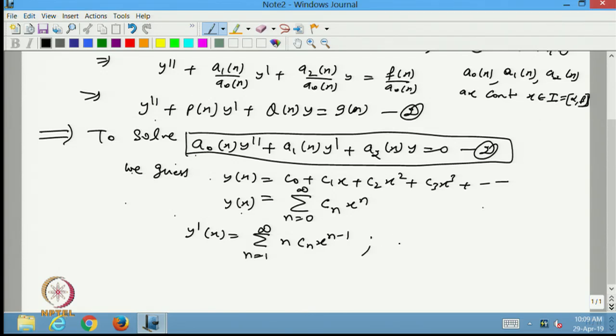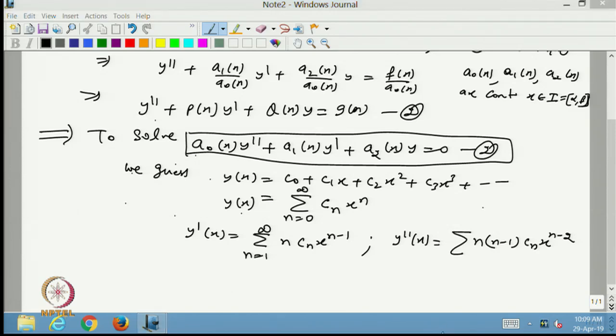I will take a further derivative, the second derivative, and in that case I will get n minus 1 Cn x raised to power n minus 2. Here n equal to 0 does not make any sense and n equal to 1 does not contribute, so it will start from n equal to 2, that is, n from 2 to infinity. Suppose I substitute all this in equation number 2.